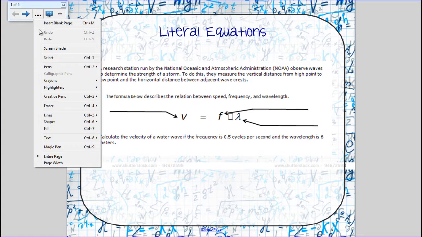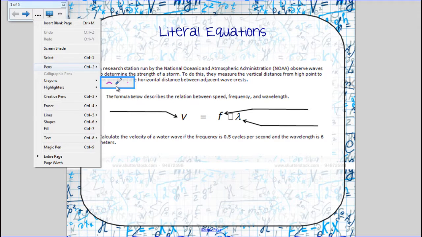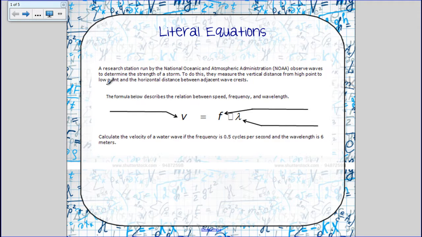Today we're going to talk about literal equations, which are just equations that have multiple variables in them. You usually see them in the form of formulas, like when you're in science class and you need to solve a formula. That's a literal equation. We're going to learn how to solve with them. It's no big deal. We're just going to be solving for a variable like we have been.